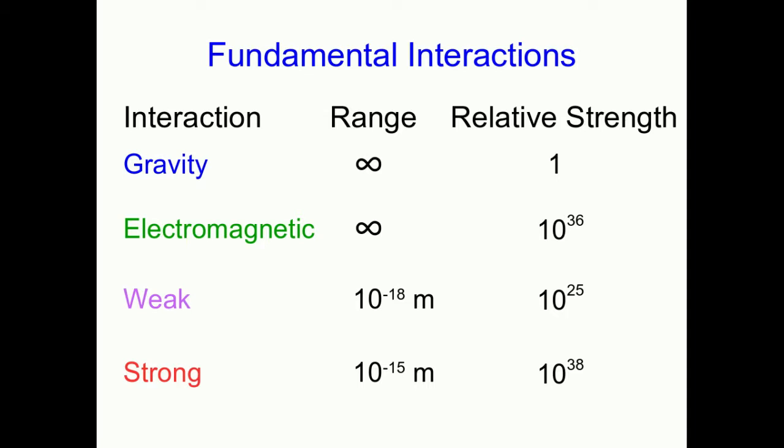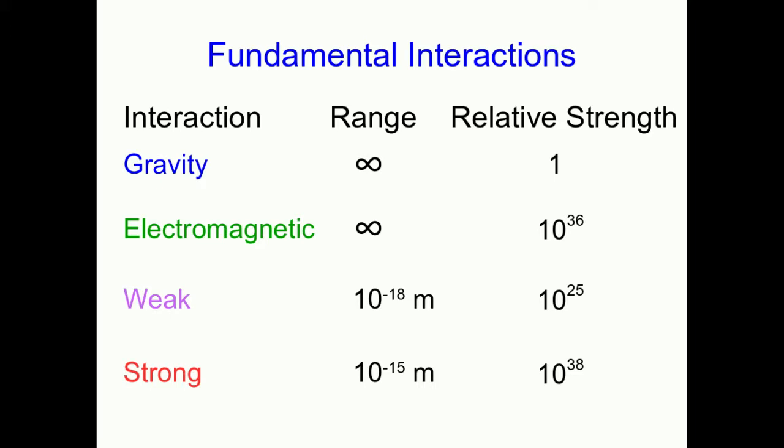It'll be our reference for the other interactions. The electromagnetic interaction is also infinite ranged. Light is an aspect of electromagnetic interactions, and you can look up in the sky at night and see stars that are incredible distances away, and those are electromagnetic interactions between those distant stars and your eyes. You might be surprised that its relative strength is so much larger than gravity's.